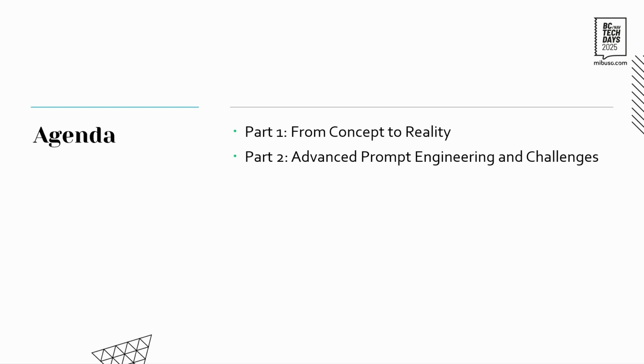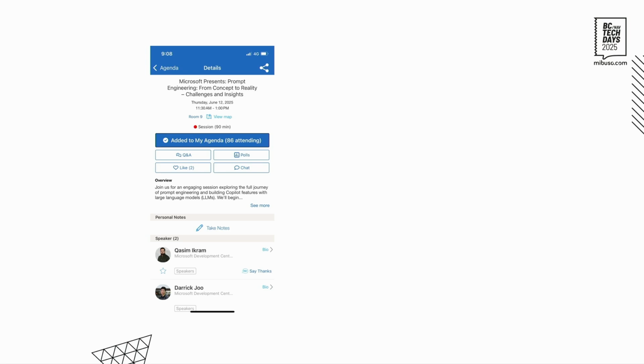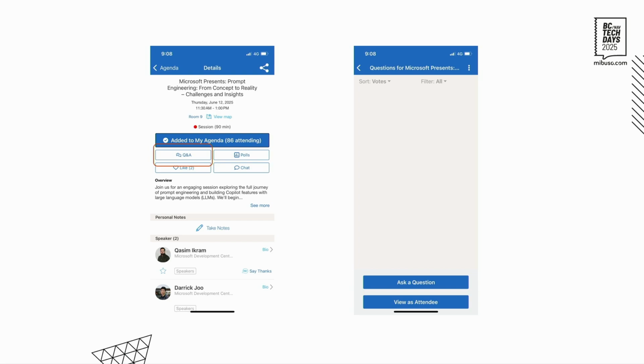So we have actually split this into two parts. The first part being concept to reality, and the second part being the advanced prompt engineering and our challenges that we've faced. But one quick thing I want to let you all know, I'm sure you guys will have a lot of questions. So if you have questions, you can easily just go onto the VOA app and then go to our session and add your questions there. It'll make it a lot easier for us when we get to the Q&A at the end.